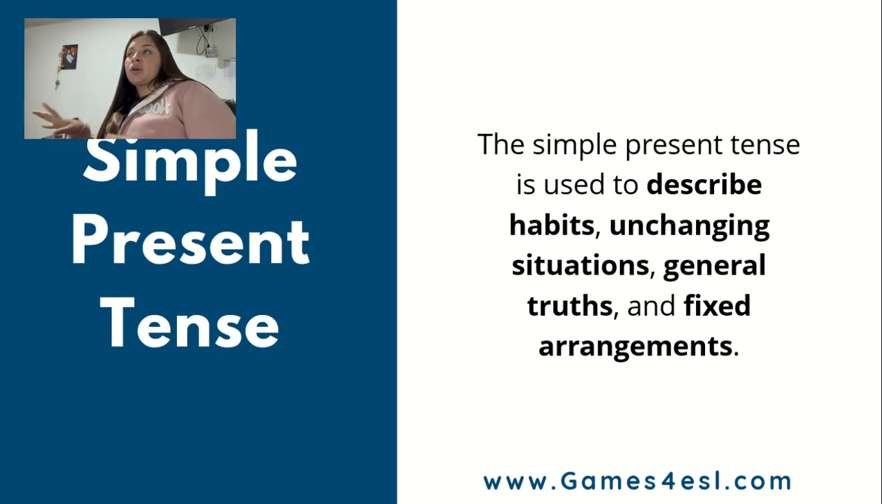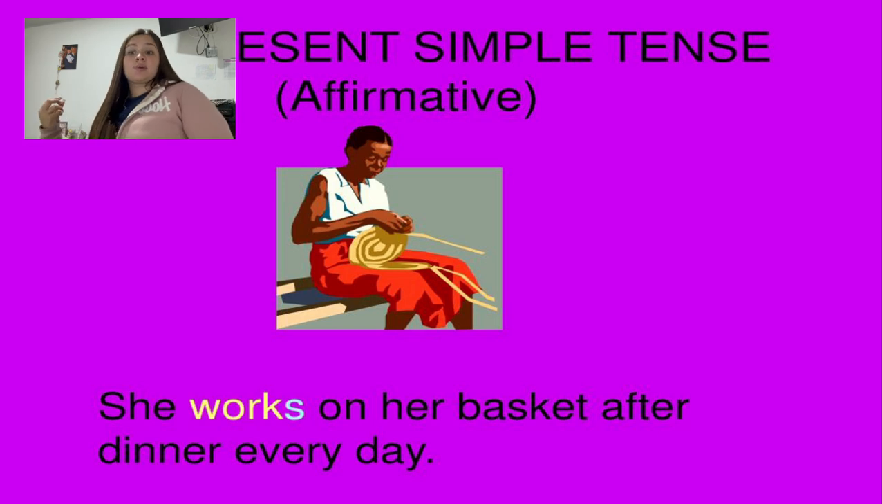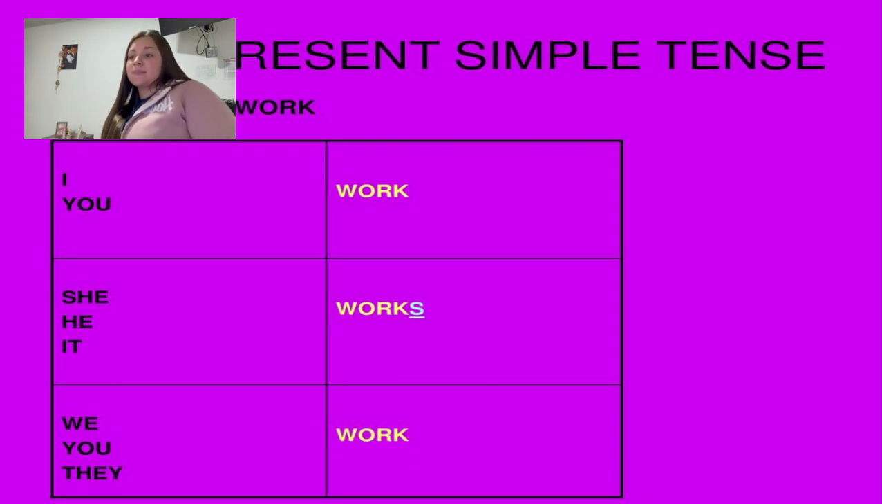And after that, we're going to have a little discussion about different actions that we know, and talk about the simple present. The simple present is used to describe habits, unchanging situations, general truths, and fixed arrangements. And after that, we're going to talk about the structure.